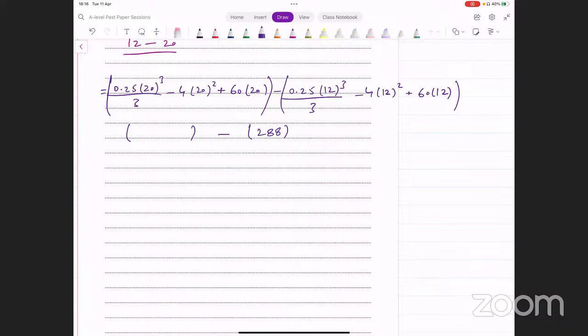फर्स्ट का हम देख लेते हैं. 0.25 into 20 cube divided by 3 minus 4 into 20 squared plus 60 into 20. That is giving me 800 over 3. So the first bracket gives us 800 over 3, and this part gives us 25 over 27. No, I'm sorry, this is wrong. 800 मैंने divide कर दिया इसको. Minus 288. This is minus 64 over 3.